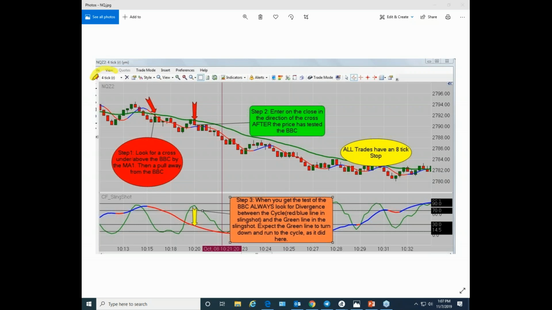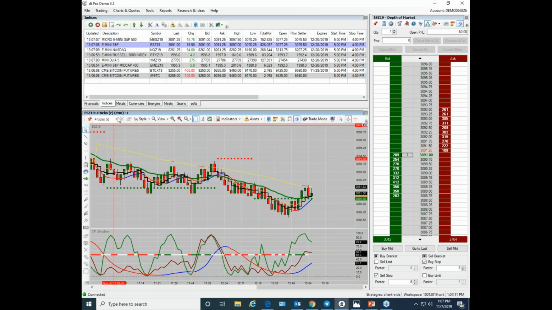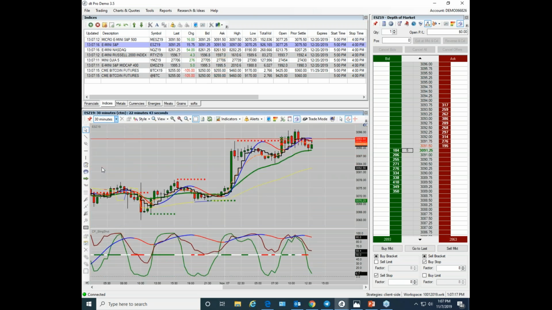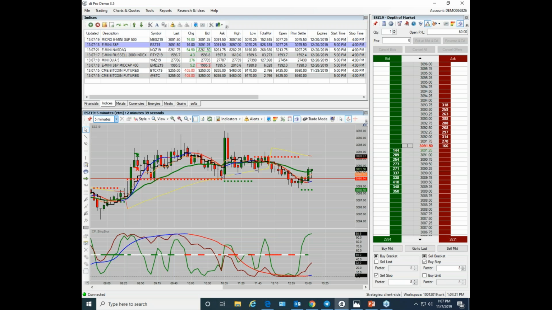So first order of business is the time frame. Inside the training room, we're on a 4-tick range chart. If you have DTPro, the best way to get there really is this little drop-down box here. If you're on the passport, you might be on a 30-minute chart, or a 5-minute chart. The idea is to get to a 4-tick range.